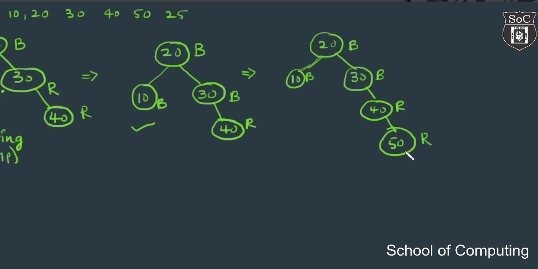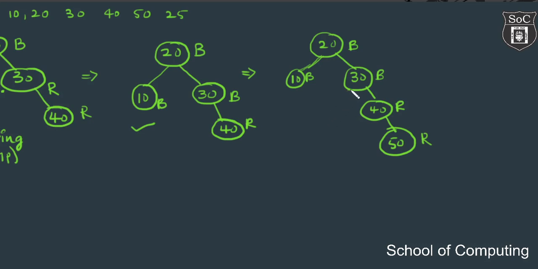So now from the problematic node, you have to see who is the uncle of the problematic node, or the node which created the problem. Who is the uncle of 50? Uncle of 50 means he should be a sibling of the parent. Who is the parent of 50? 40 is the parent. Does 40 have any sibling? 40's sibling means another child of 30.